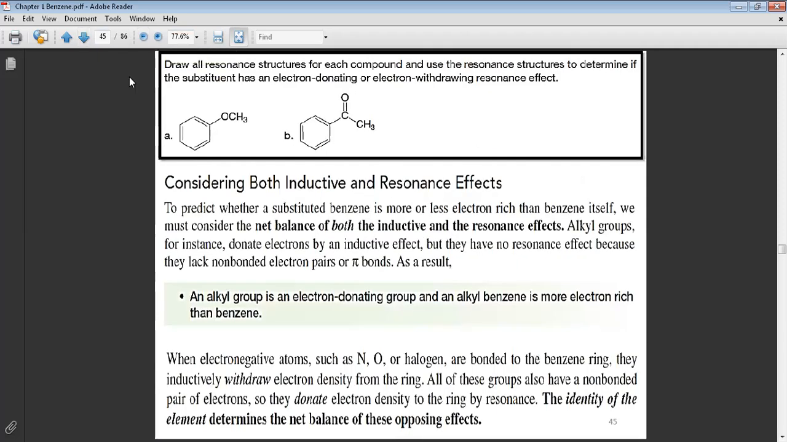Next slide. Look, we have two structures here. Draw a resonance structure for each compound and use the resonance structure to determine if the substituent can be an electron donating or withdrawing group. Look, directly look at the group.